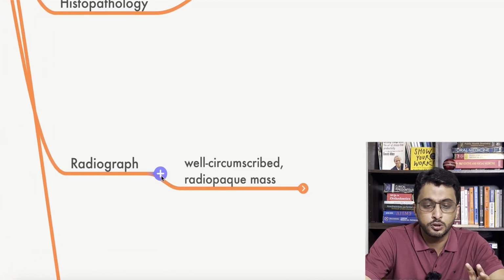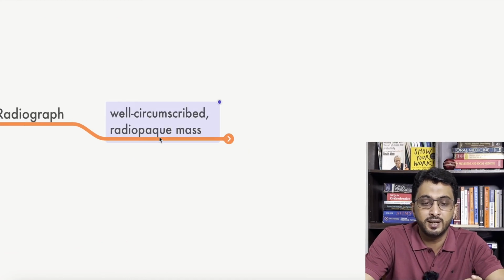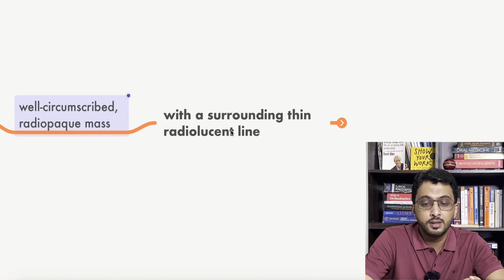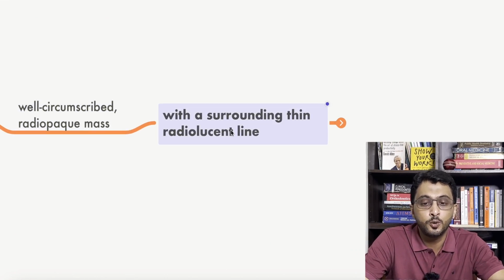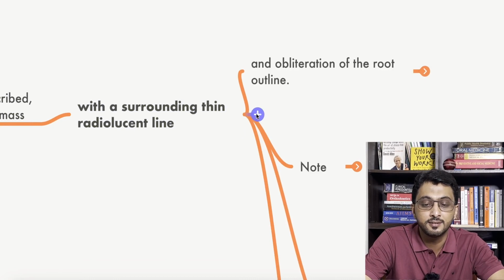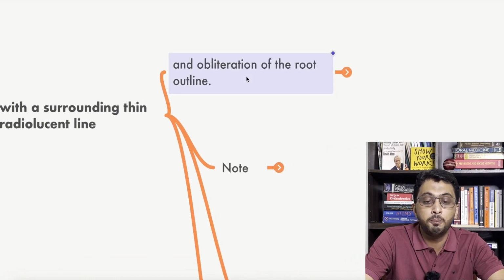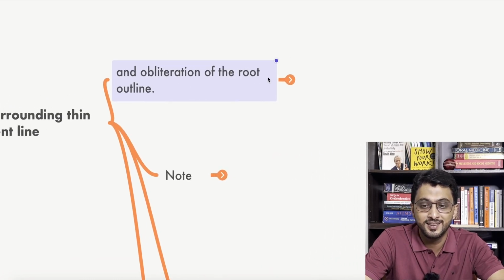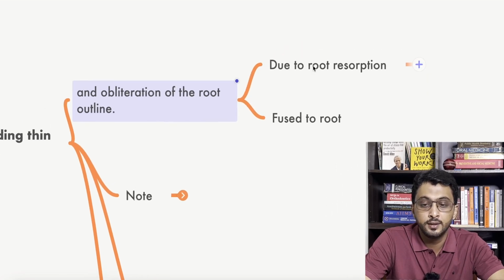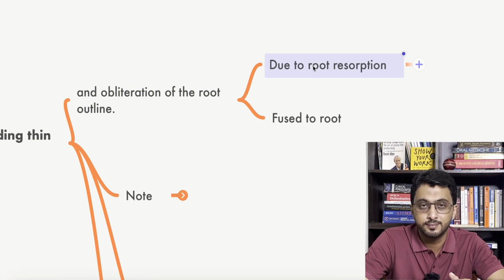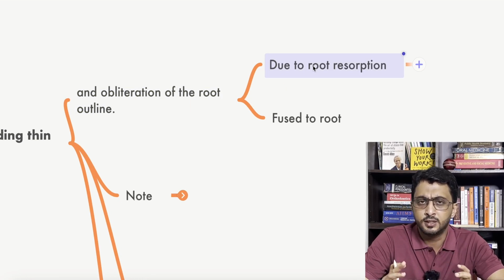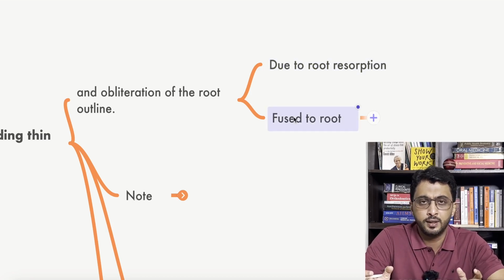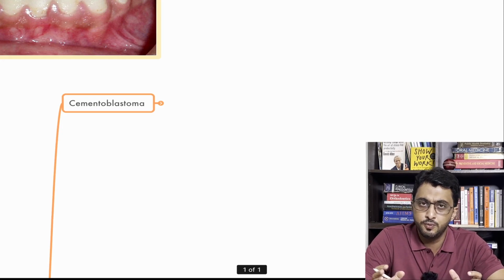Now radiographic, the most important identifying feature. We already saw a circumscribed radiopaque mass. I'll show you once again, with a surrounding thin radiolucent line. Very important feature. And obliteration of root outline. Basically, obliteration of root outline is due to root resorption. So it means this lesion, cementoblastoma, can cause root resorption. And what happens is that this lesion fuses with the root.